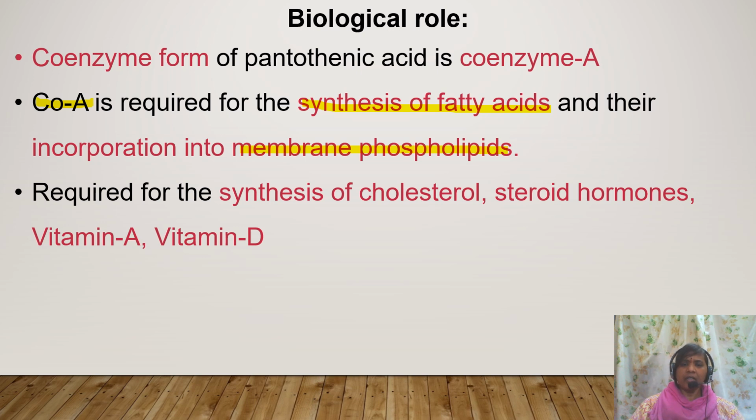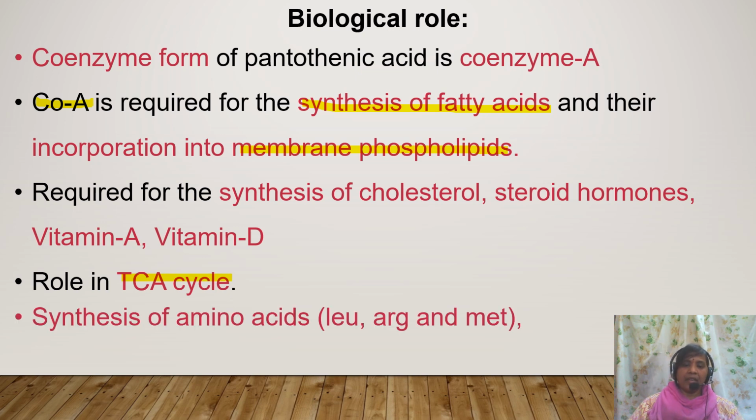Then it is required for the synthesis of cholesterol, the steroid hormones, vitamin A, vitamin D, and almost all the compounds that are formed from the isoprene units. Then it has a role in the TCA cycle also, that is the citric acid cycle. Then amino acids, especially leucine, arginine and methionine. So the synthesis of these amino acids requires coenzyme A, and also vitamin B12, hemoglobin and cytochrome synthesis. So all these metabolic reactions require coenzyme A.